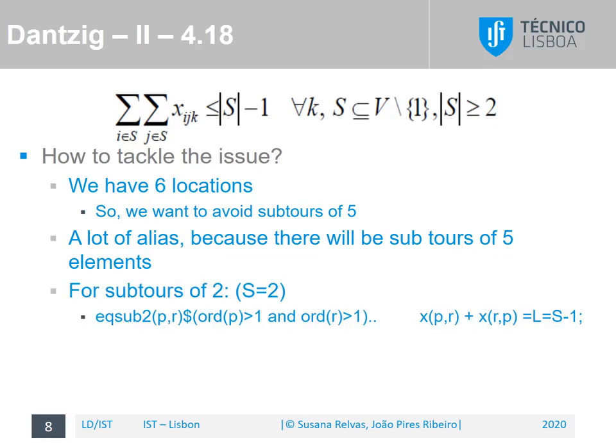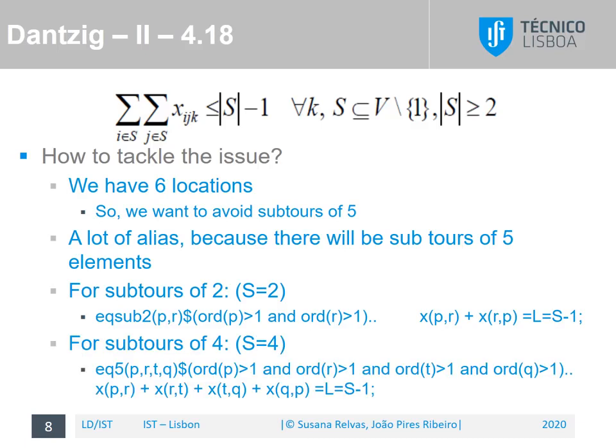The smaller Dantzig equation, S equal to 2. So the first thing we have to do is to name the equation and define the variables. Don't forget that the first element is the depot, so it has to be removed. The equation itself is simple, just the sum of x written so that it forms a loop. In this case, we say that the flow from P to R plus the flow from R to P has to be lower than S minus 1, being S equal to 2.